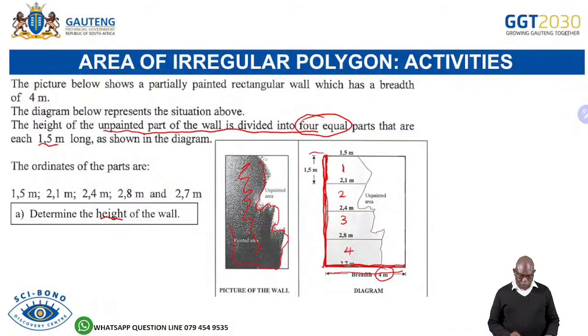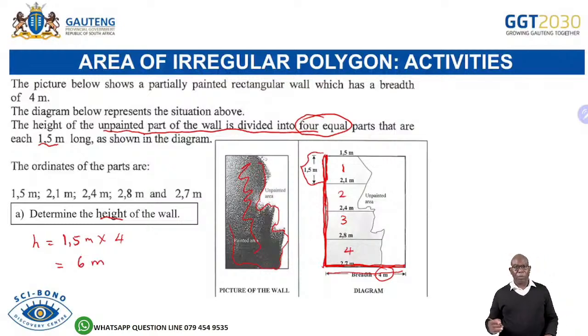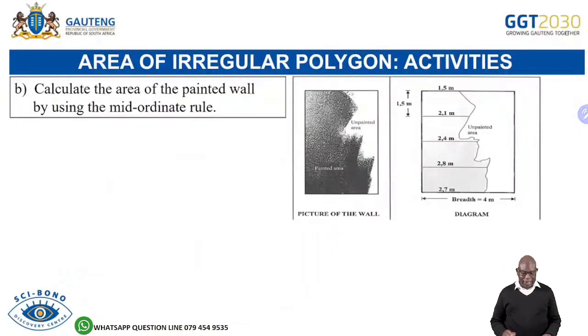So if this part is 1.5, how many parts do we have? 4. So it will be 1,5 meters multiplied by 4, which is going to be the height of the wall. So the height of the wall will be 6 meters. Remember, it's just the height of the wall. The breadth of the wall is 4 meters. Now the next question says calculate the area of the painted part. So we need the area of this painted part.